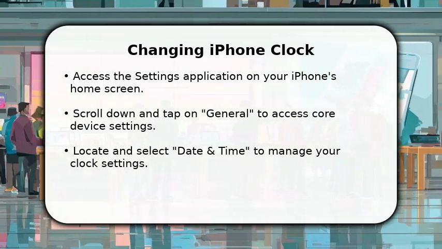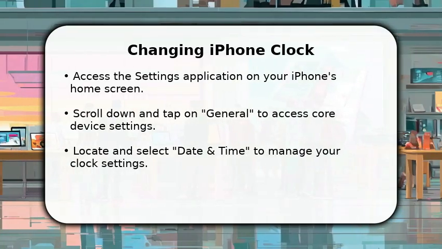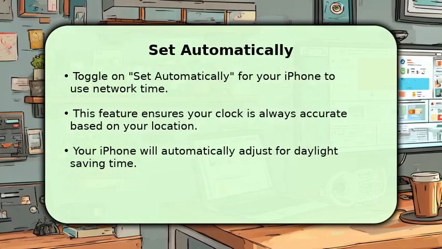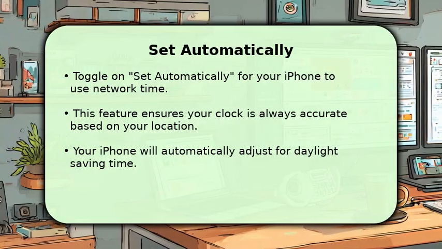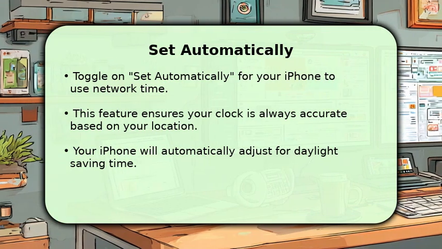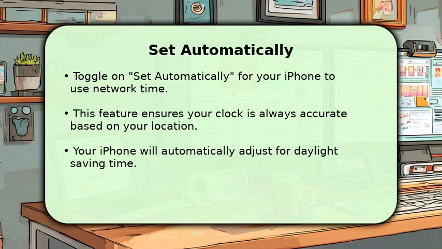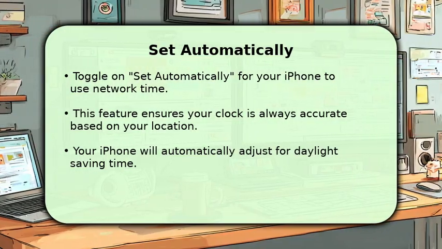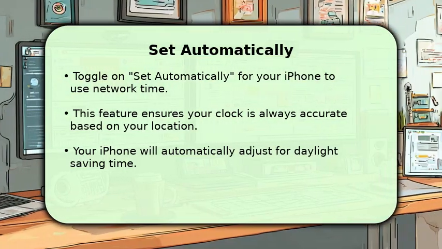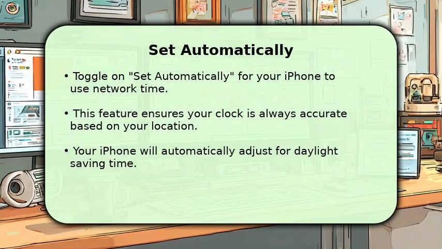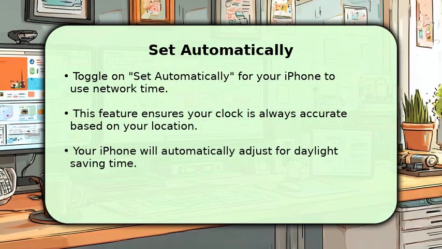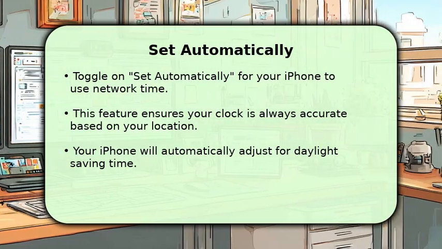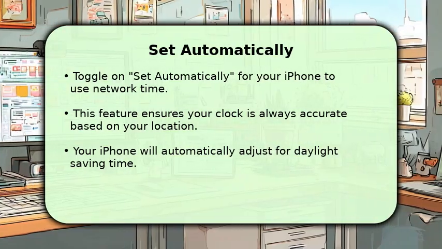This is where we'll adjust everything related to your iPhone's clock, whether you prefer automatic updates or manual control. The easiest way to manage your iPhone's clock is by using the Set Automatically feature. Simply toggle this option to the On position. When enabled, your iPhone will use its network connection to determine the precise time and date for your current location. This means you won't have to worry about manual adjustments, and it will even automatically account for daylight saving time changes, keeping your clock perfectly accurate with zero effort on your part.